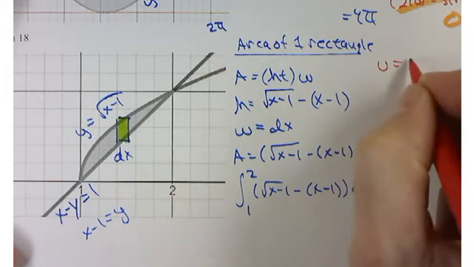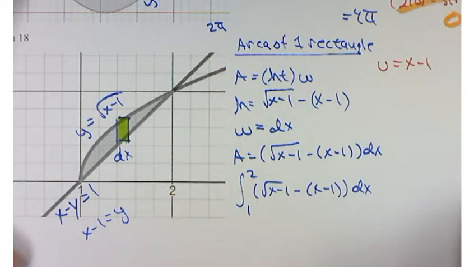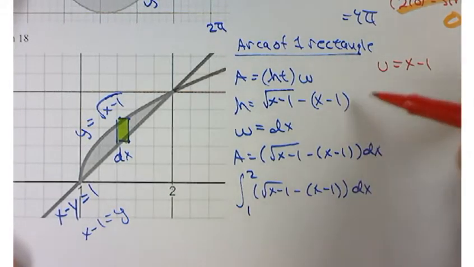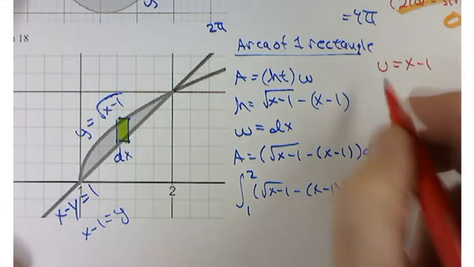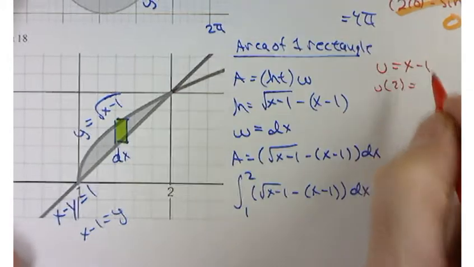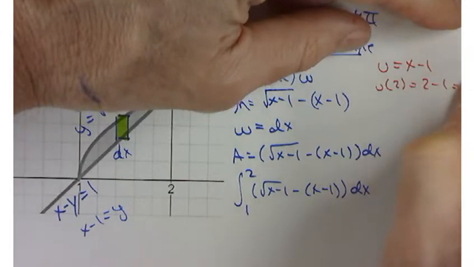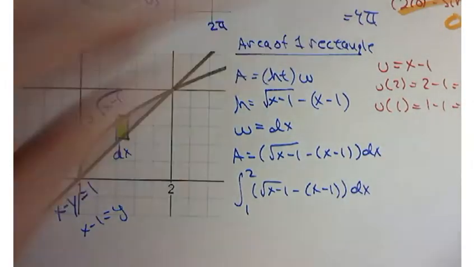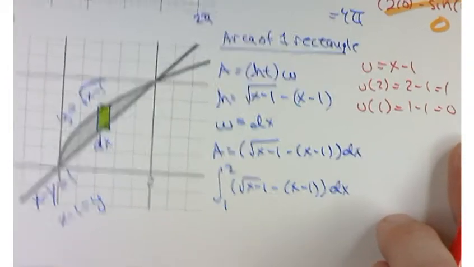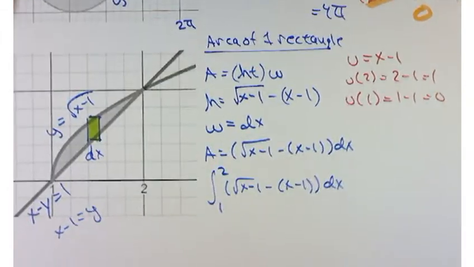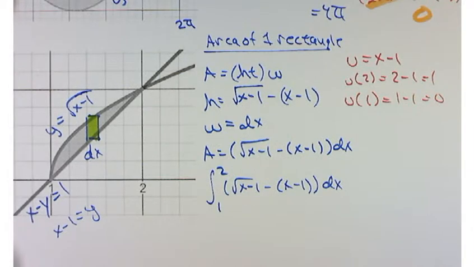That would mean u equals x minus 1. And let's change our limits of integration, that way we don't have to work back. So u of 2 would be 2 minus 1, which is 1. And u of 1 would be 0. So when we do our substitution, we can change our limits and then just be done. We won't have to go back to units of x at all.